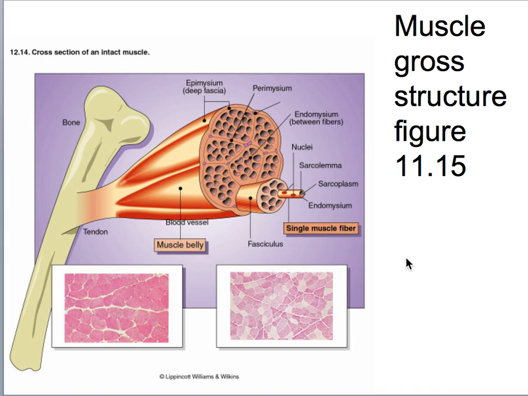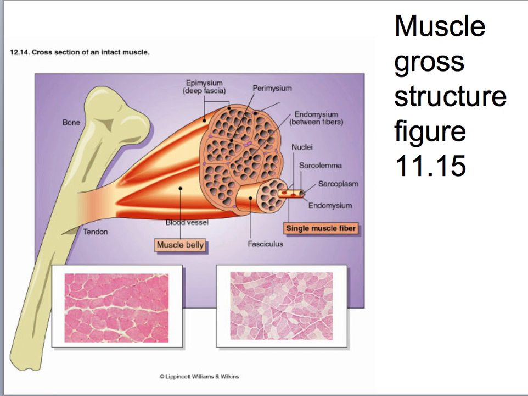I always think of muscles as tubes within tubes. So here's a whole bunch of different divisions of a gross muscle belly, like quadriceps or something. And then they have all these different divisions until we finally get down to a single muscle fiber or muscle cell. And just to review, make sure you look at figure 11.15. It's actually a nice description of some of the structure of muscle.